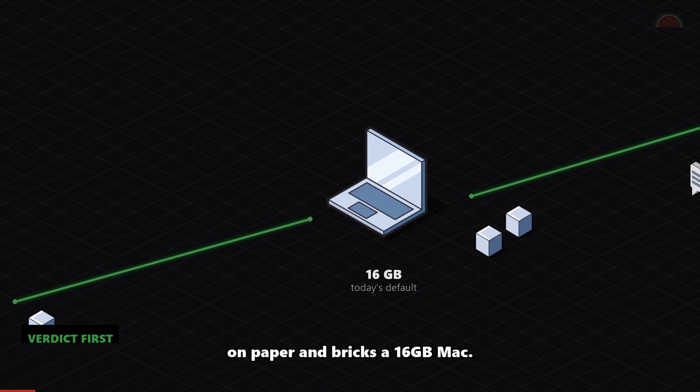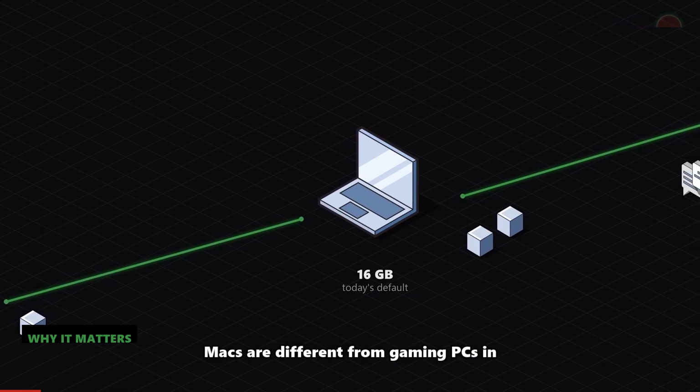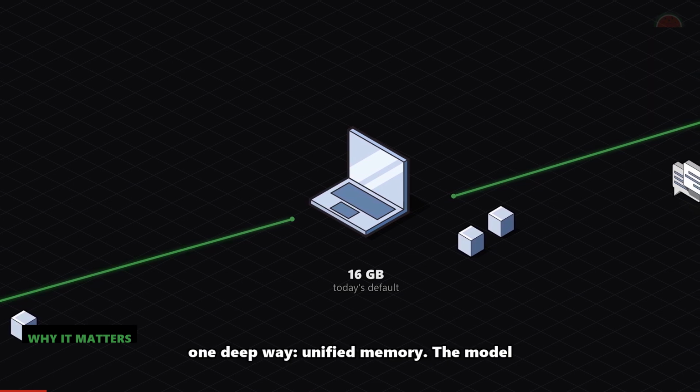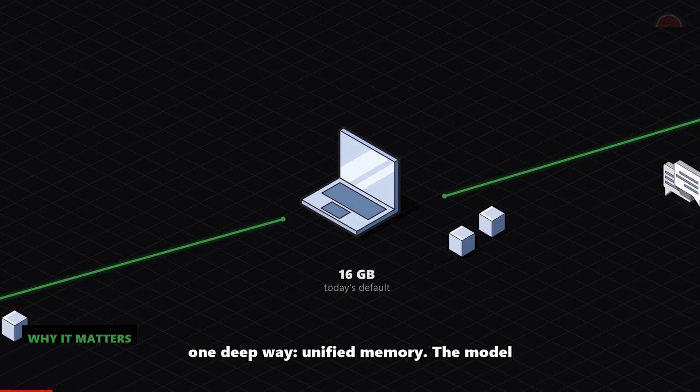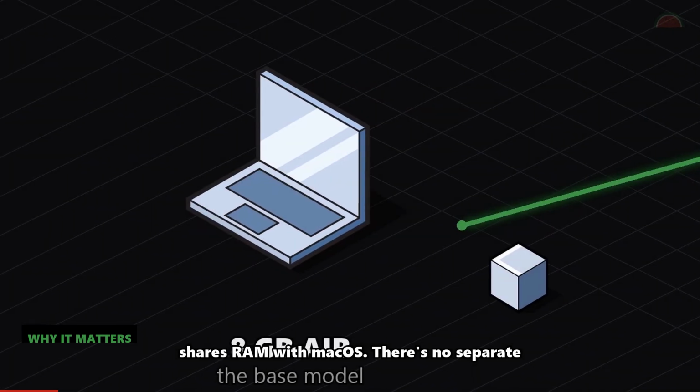Macs are different from gaming PCs in one deep way: unified memory. The model shares RAM with macOS. There's no separate video memory. That sounds convenient. It isn't always.